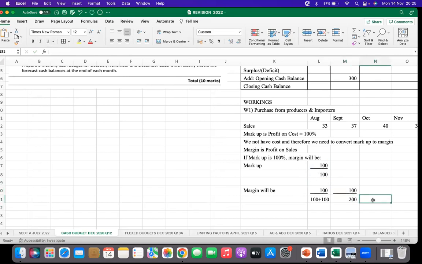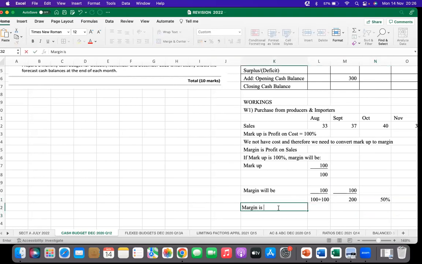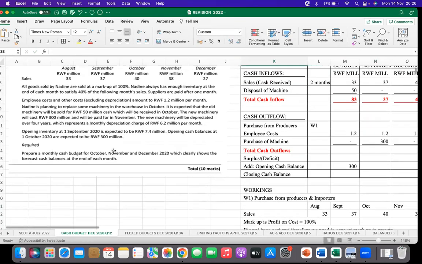So what will be the margin? Margin is equal to 100 divided by 200. What does it give you as a percentage? 50%. Margin is therefore 50%.